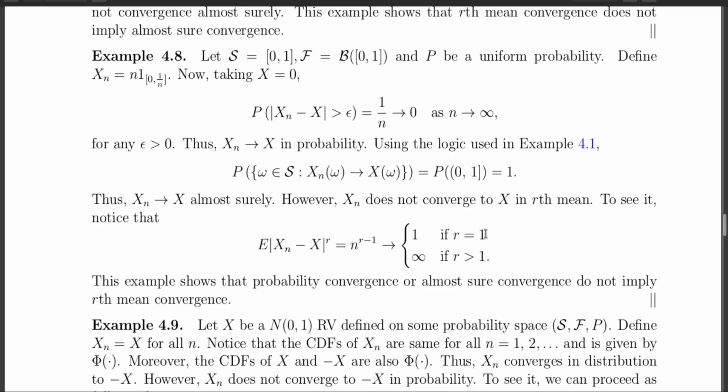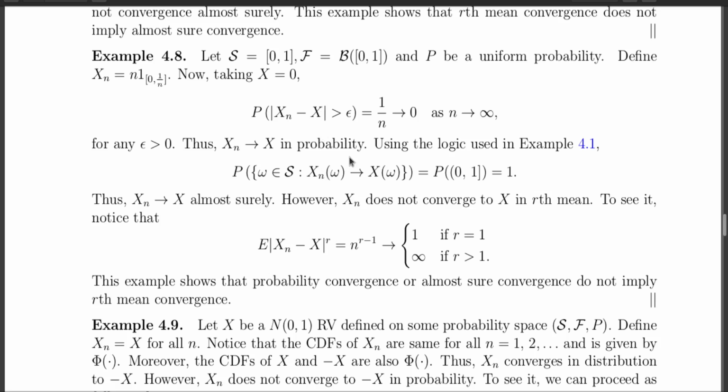Now when r equals 1, this n to the power r minus 1 converges to 1. When r is greater than 1, n to the power r minus 1 converges to infinity. So this expectation does not converge to 0, and that shows that Xn does not converge to X in the rth mean. So in this case, convergence in probability is there, but rth mean convergence is not there. So in general, convergence in probability does not imply rth mean convergence.